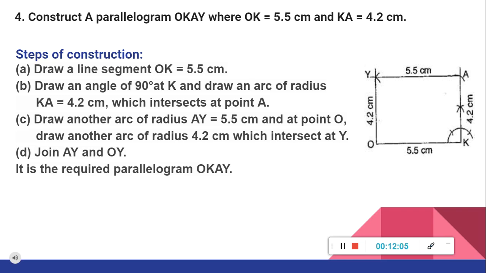Clear? First draw OK 5.5 centimeter, then with K as center, draw an angle of 90 degrees. Any angle you can draw. In that angle, you cut 4.2 centimeter. That 4.2 centimeter cutting arc gives our intersecting point A. With A as center, draw an arc of 5.5 centimeter. In the same way, with O as center, draw another arc of 4.2 centimeter. Then the intersecting point of both is our Y. After that, you can join OY and AY. So now you got the required parallelogram.